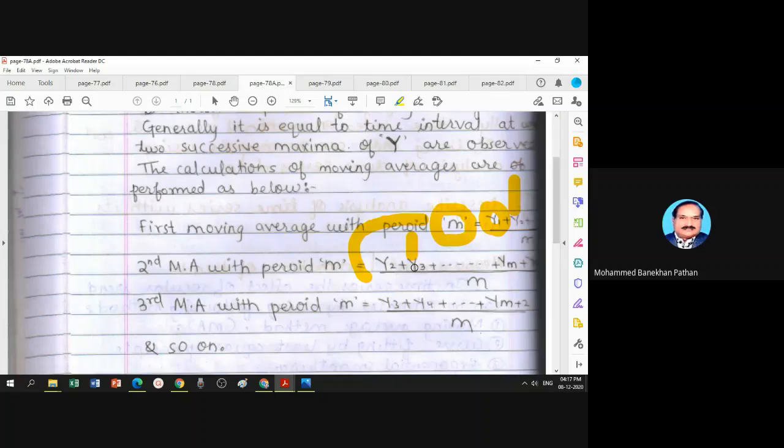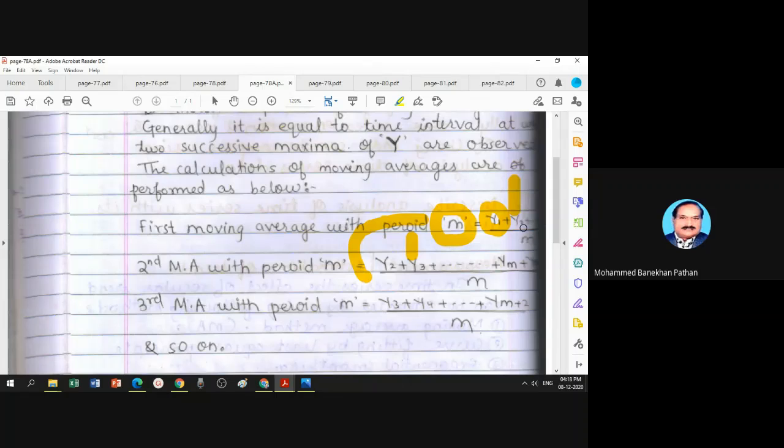This is not happening if my M is even. For example, M is 4. So what is the nature of calculation? y1 plus y2 plus y3 plus y4 divided by 4. Now for these 4 values, you don't have a center which coincides with the given value of data.